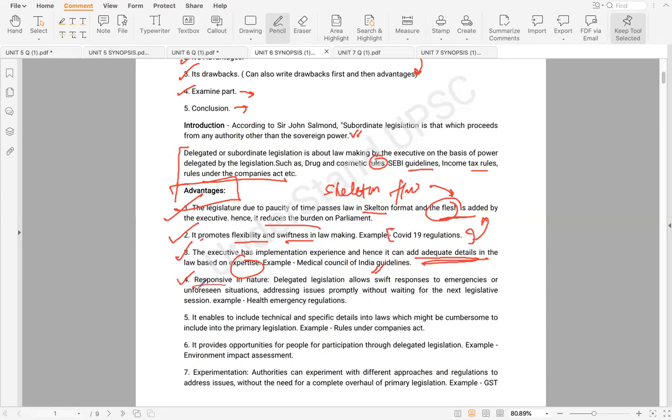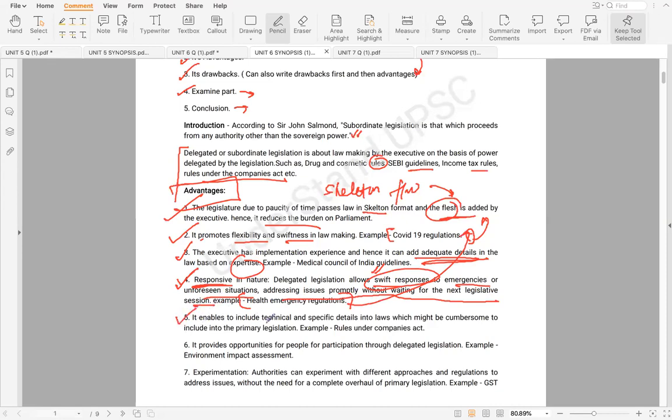Fourth, responsive in nature. Delegated legislation allows swift responses to emergencies or unforeseen situations, addressing issues promptly without waiting for the next legislative session. For example, health emergency regulations, also seen during COVID-19. This is because you need a lot of time to get things discussed and passed in the legislature. Also, there is a possibility that the legislature is not always available. Sometimes it's not in session. That is why it becomes more responsive in terms of exigencies and emergencies.